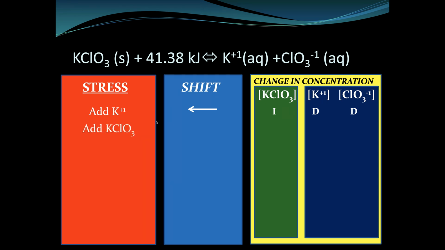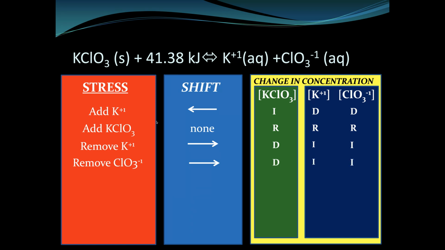If we add potassium chlorate, well, since we're at equilibrium, this is a saturated solution. That means no more can dissolve, which means there's no shift at all. If your solution is at equilibrium, it's saturated. No more ions can go into solution. They can only come out of solution. If we remove potassium, then now you're taking something out of solution. This will allow more ions to dissolve. If you remove chlorate, the exact same thing is true.